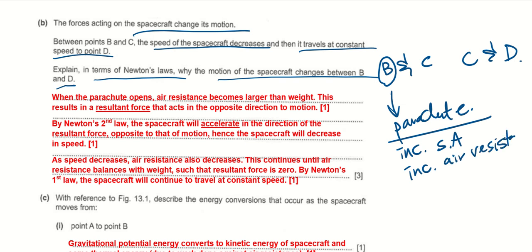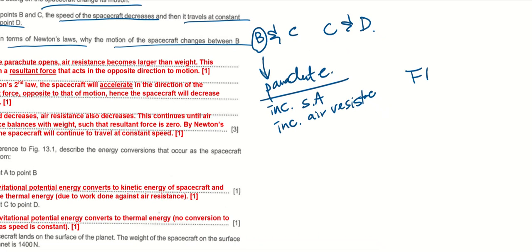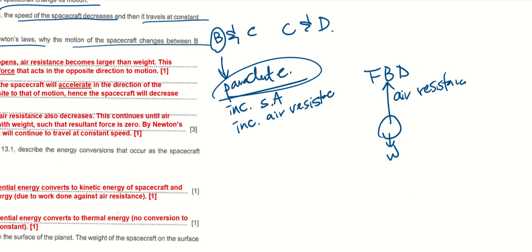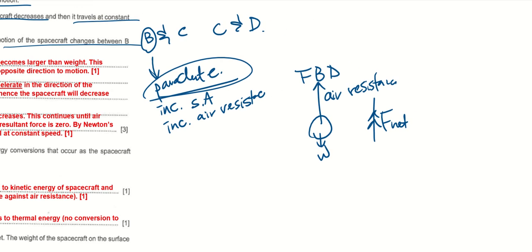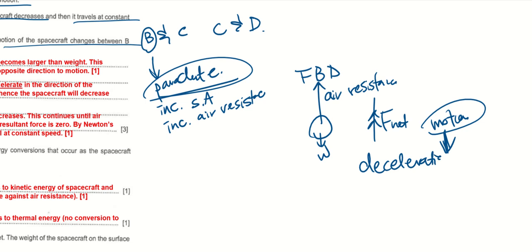So let me draw a free body diagram. Basically this is a spacecraft. The air resistance is now larger than the weight, right? Because I deploy my parachute. What's the direction of the resultant force? Direction of resultant force is upwards. But what is the motion? The motion is downwards, right? So now my F net is opposite to the motion. Therefore, it will undergo deceleration. It will slow down, right?